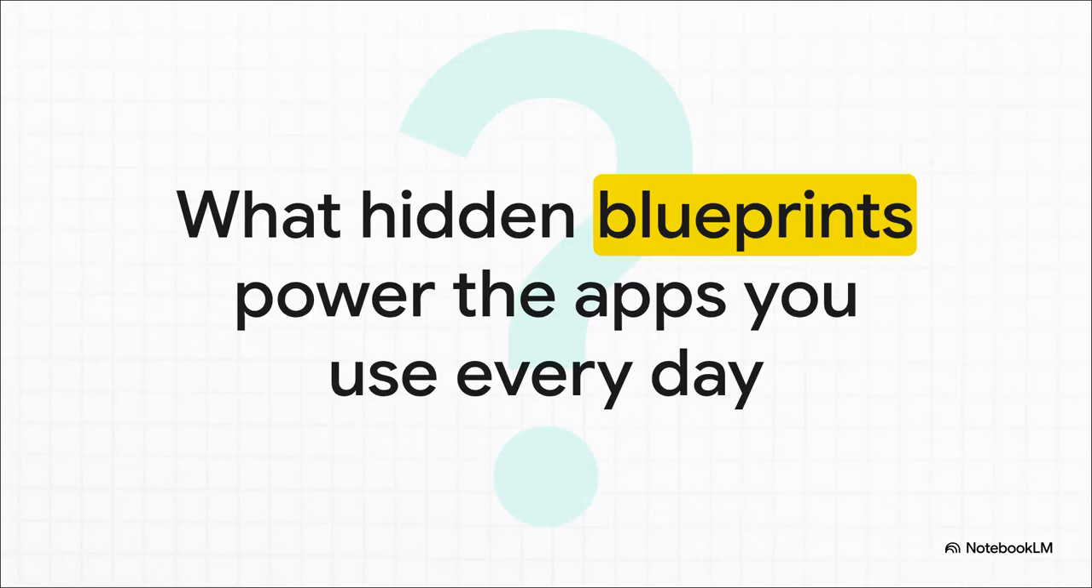So the next time you're booking a flight or updating your profile or buying something online, just take a second. Think about that elegant, invisible structure that's working underneath it all. What hidden blueprints, what carefully designed data models are chugging away behind the scenes to make it all just work?